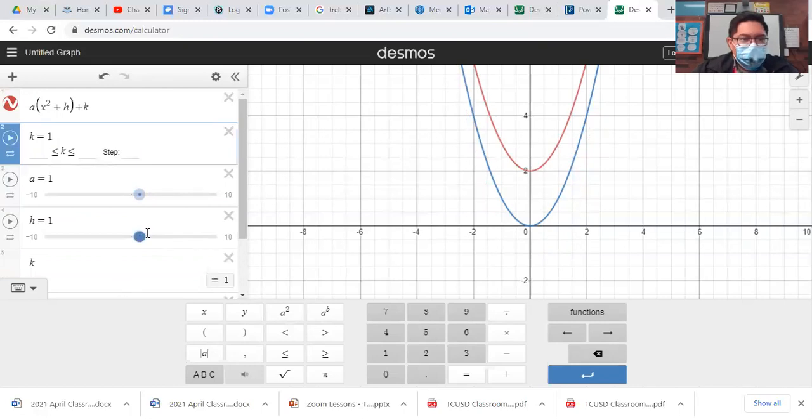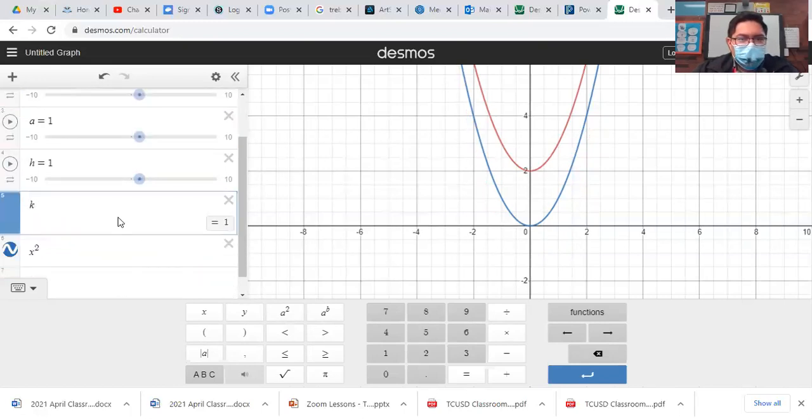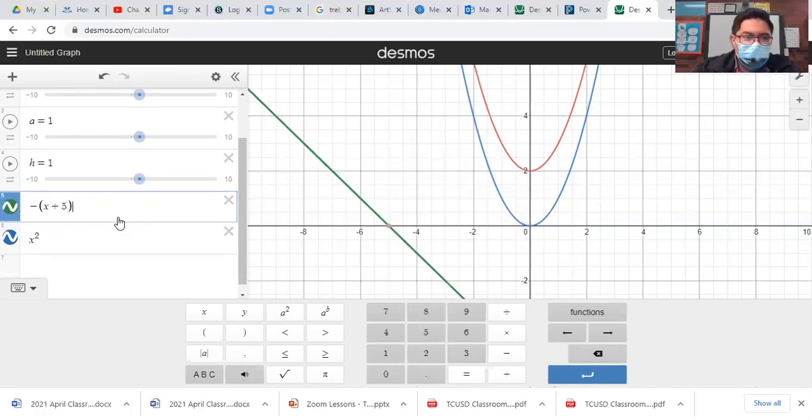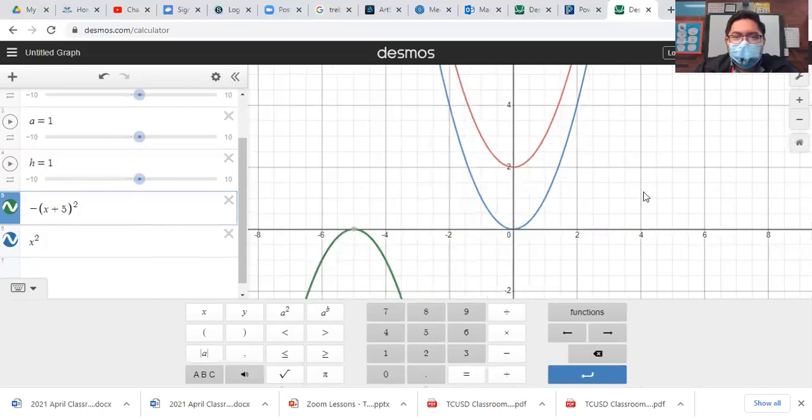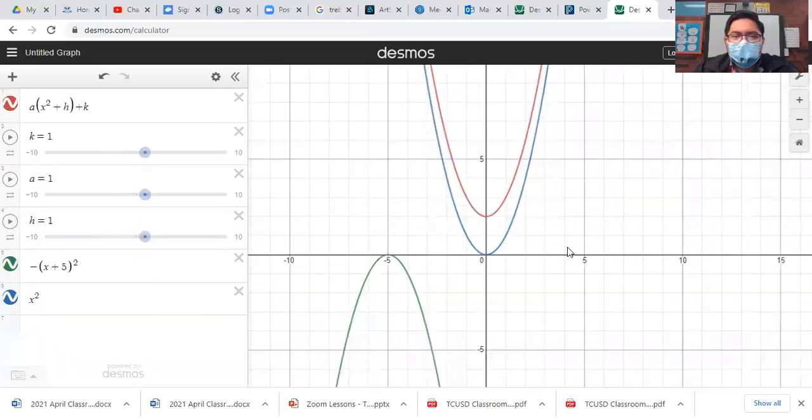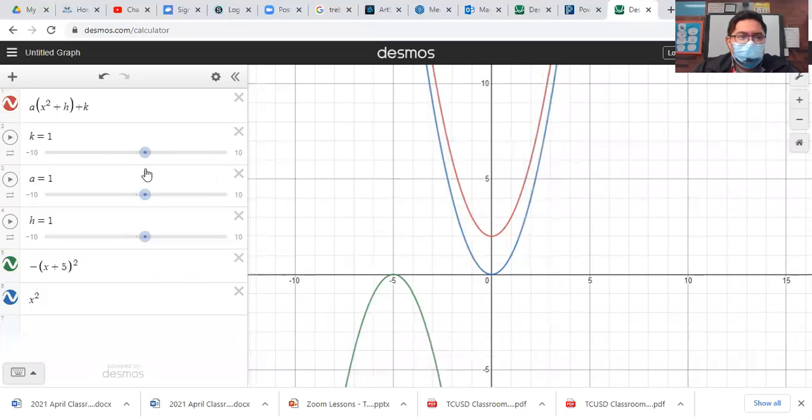So the first thing I want to do is let's go ahead and label our new graph. Let's just punch it in like this, and this is just a way for you to see it a little bit easier. x plus 5, and then I'm going to need to square it. You can see it's opening downwards. In fact, we already have the whole thing graphed, so we need to make this red line look like the green line.